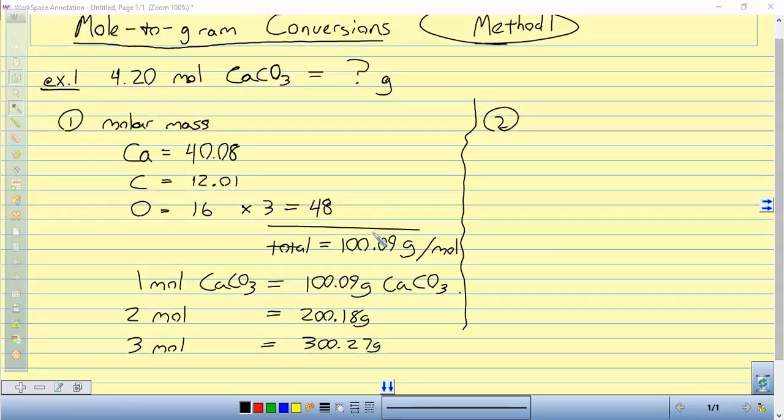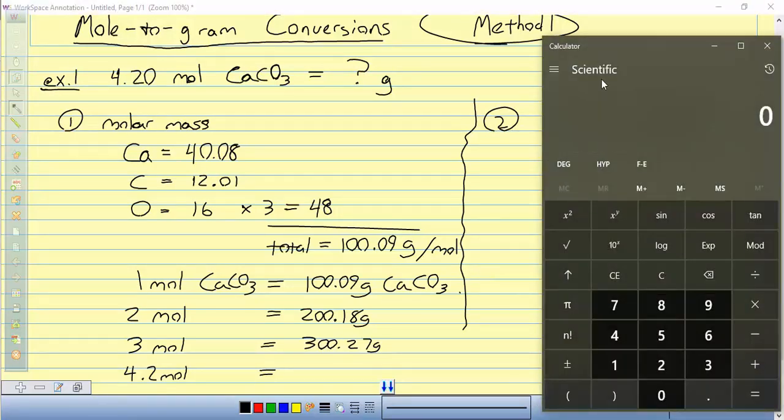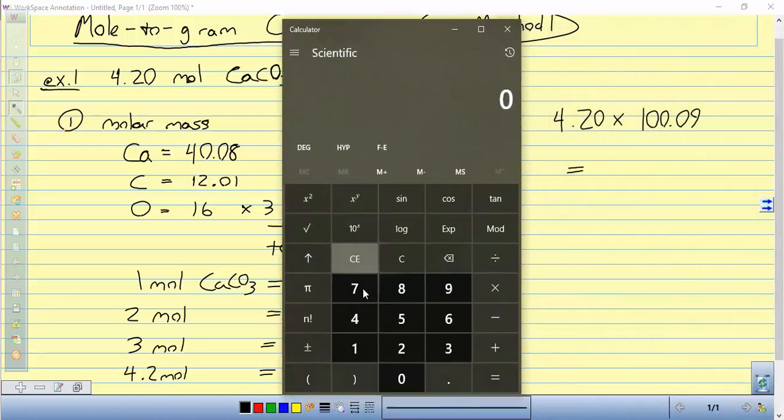So then finally, what we're looking for is not 1, 2, or 3 moles. We're looking for 4.2 moles. So we know right away that we're going to multiply to get whatever number this is right here. Okay? So we just kind of thought it through, and now we're going to take 4.20 times 100.09. Grab a calculator. 4.2 times 100.09 equals 420.378.